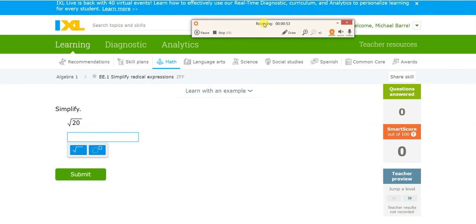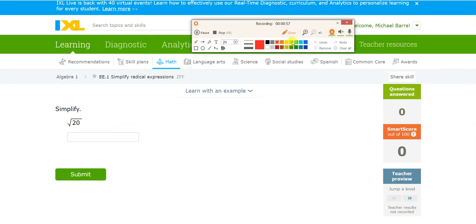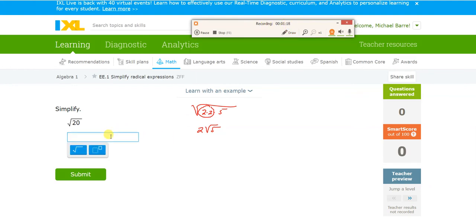So 20. In order to do 20, I have to factor tree it. So factor treeing 20, let's see, 20 is really what? 2 times 2 times 5, right? 4 times 5. Well, what's the square? That's the 4. What's the square root of 4? 2. 2 square root of 5.